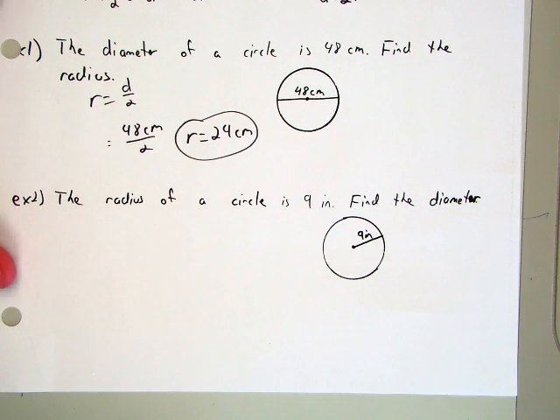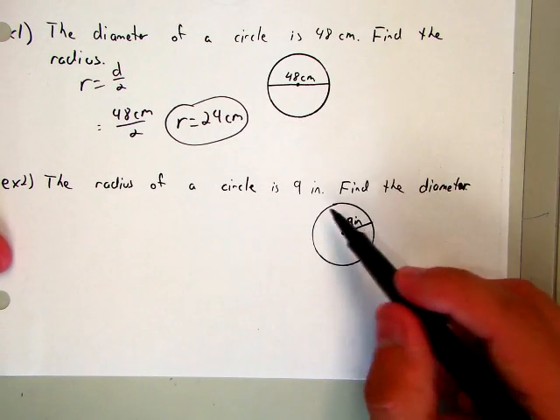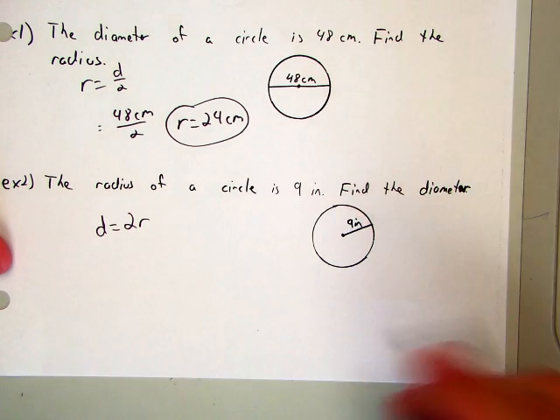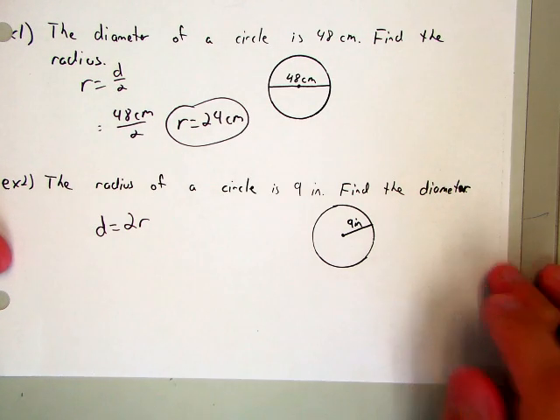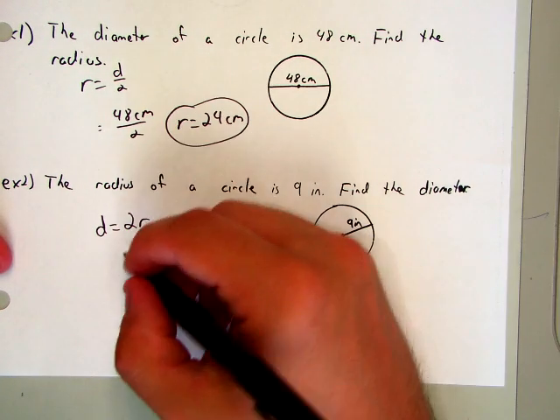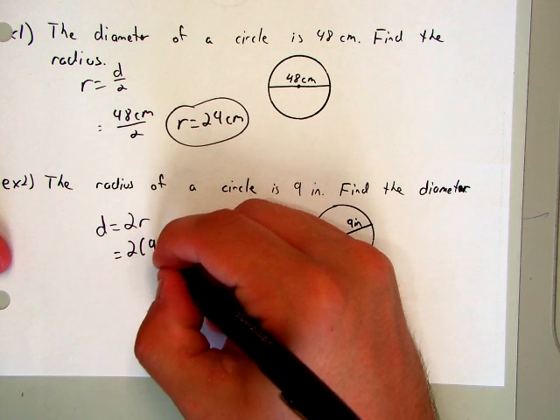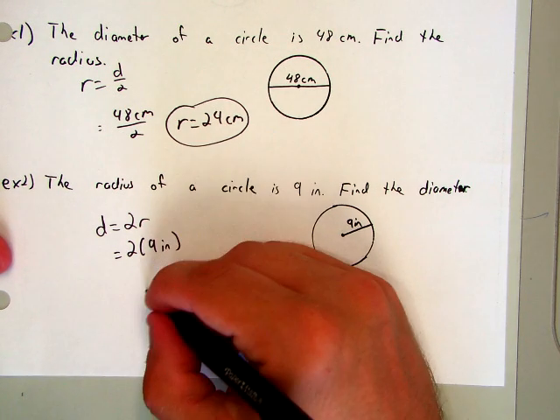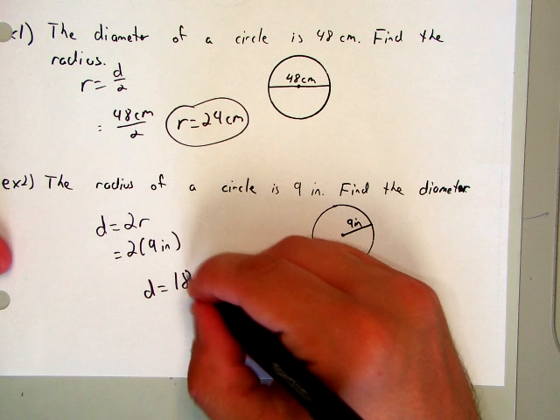Example 2, it says the radius of a circle is 9 inches. Find the diameter. Looking for the diameter, so I use this formula. Substitute values in, so the radius is 9 inches. Simplify 2 times 9, so the diameter is 18 inches.